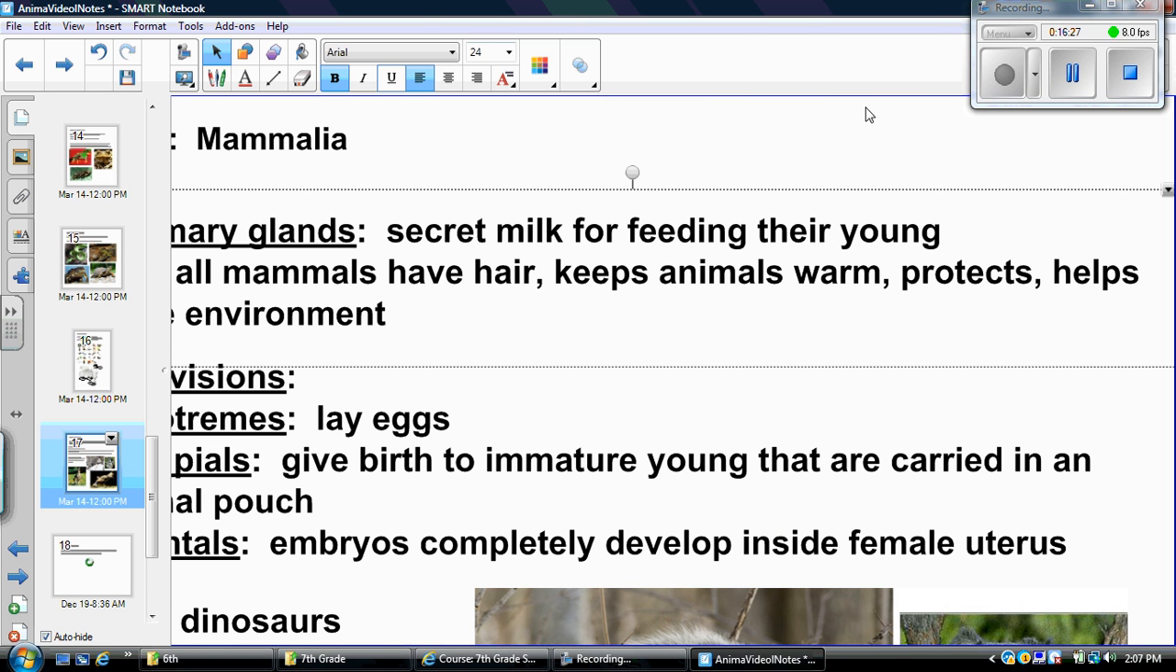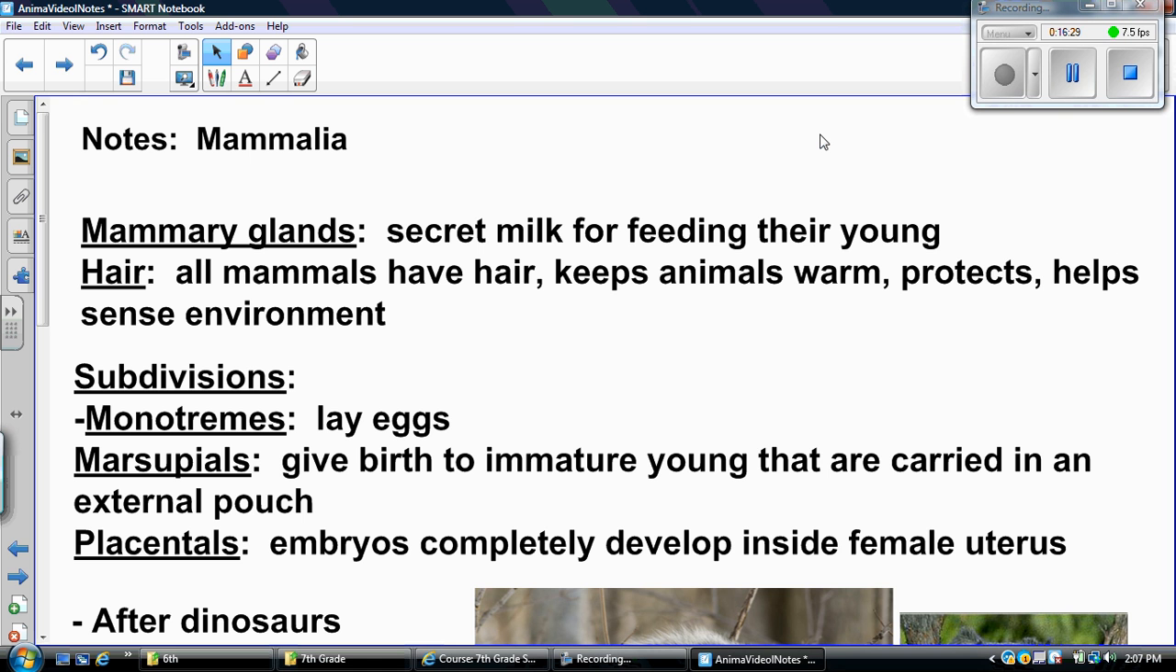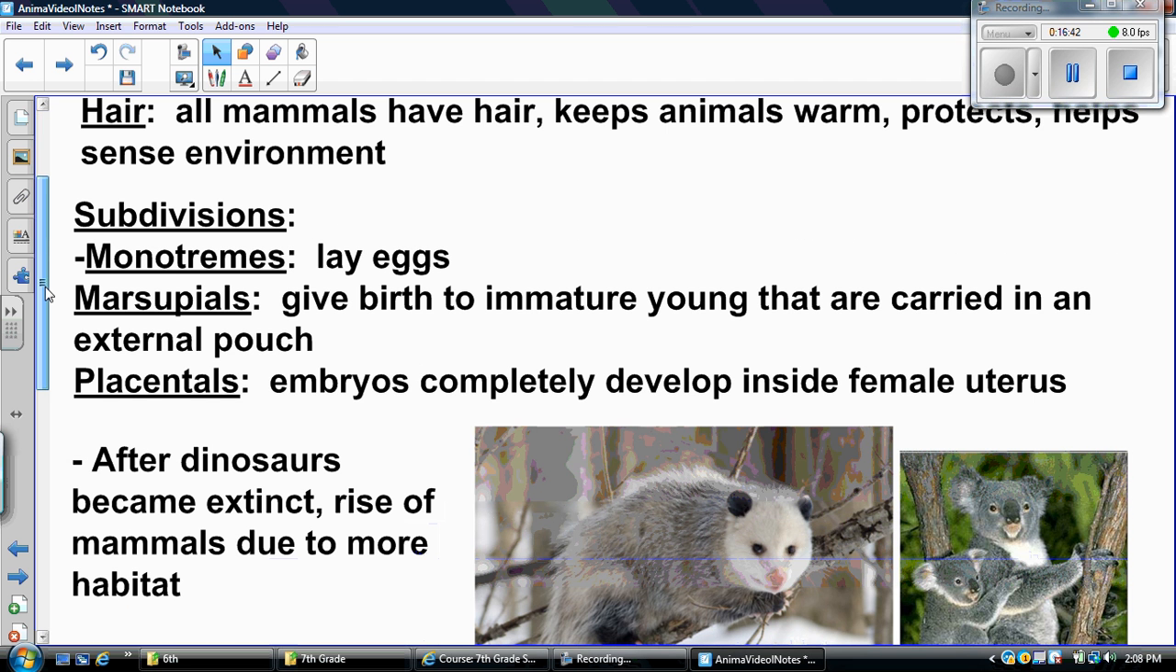Okay, last phylum for the kingdom of animals is the mammals. Mammals have mammary glands which secrete milk for feeding their young. All mammals have hair. It keeps them warm, protects them, helps them sense the environment. And we do have some subdivisions. We have monotremes, marsupials, and placentals. We are placentals. Monotremes lay eggs.